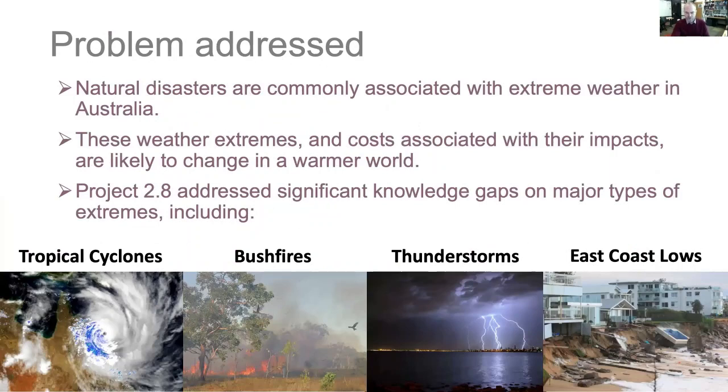The problem addressed is that natural disasters are commonly associated with extreme weather in Australia, and these weather extremes and the costs associated with the impacts are likely to change in a warmer world. Project 2.8 addressed significant knowledge gaps on 4 major types of extremes, including tropical cyclones, bushfires, thunderstorms, and east coast lows.